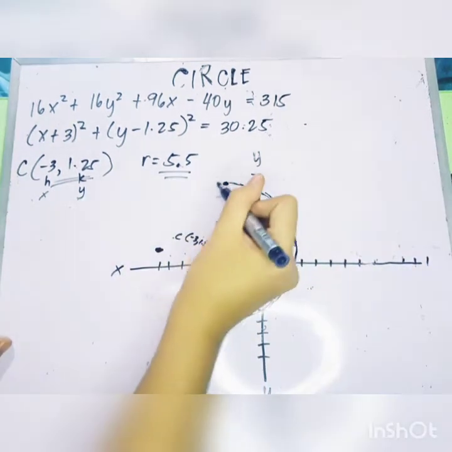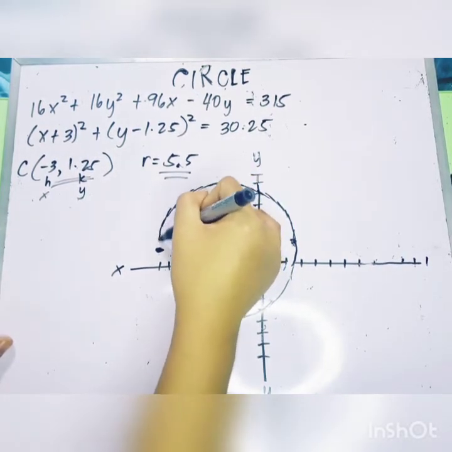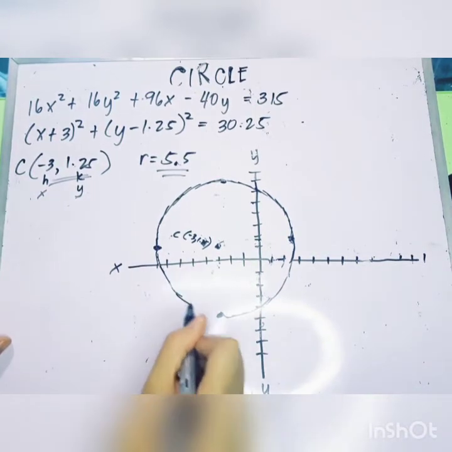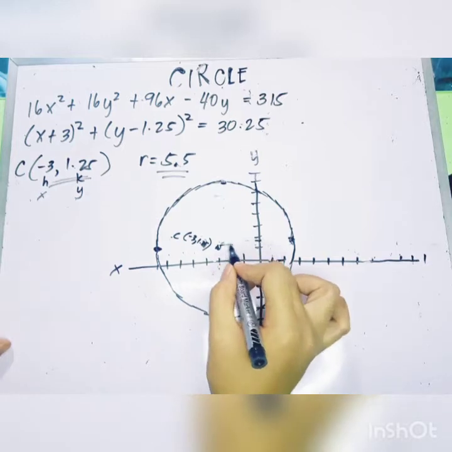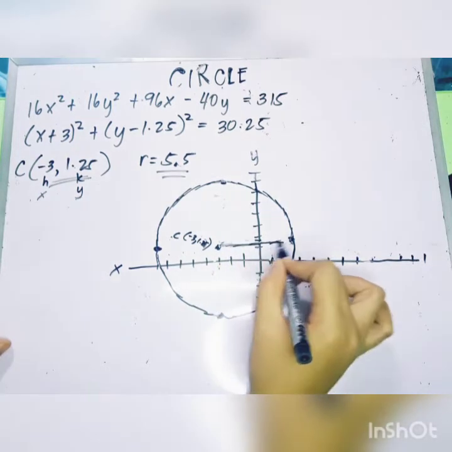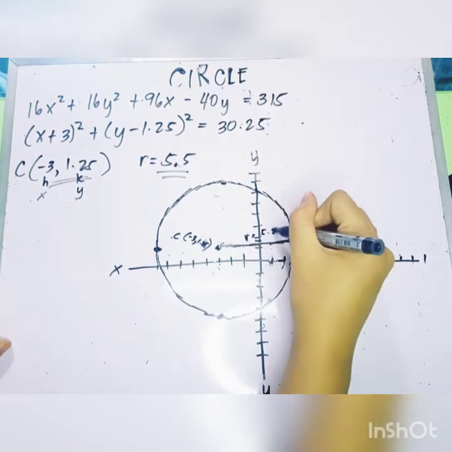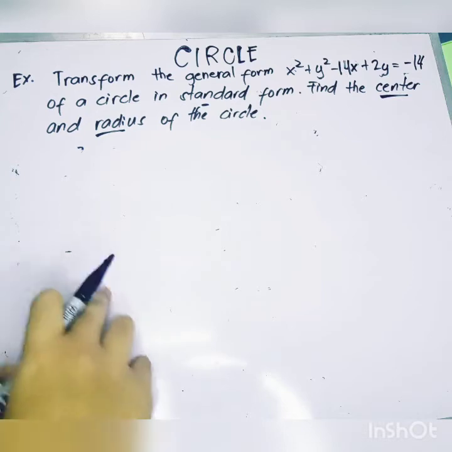And form a circle po. Okay. Pasensya na po sa circle ko, hindi masyadong circle. Ayan. Okay. So, from here, from the center to the end of the circle, is the radius, which is r, equals 5.5. So, another example for the circle.